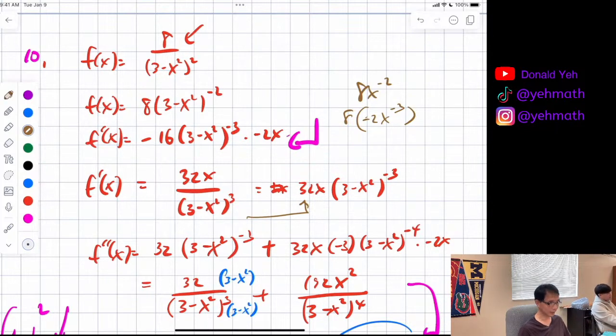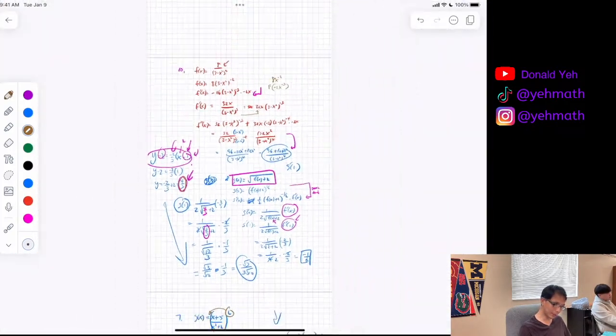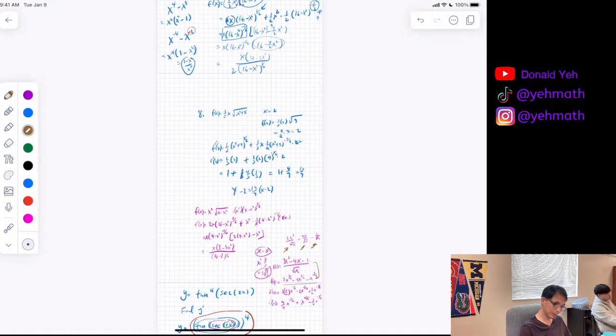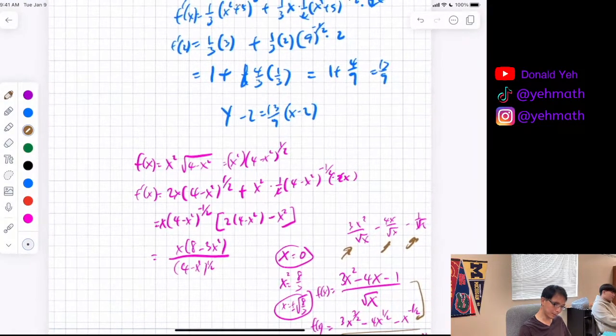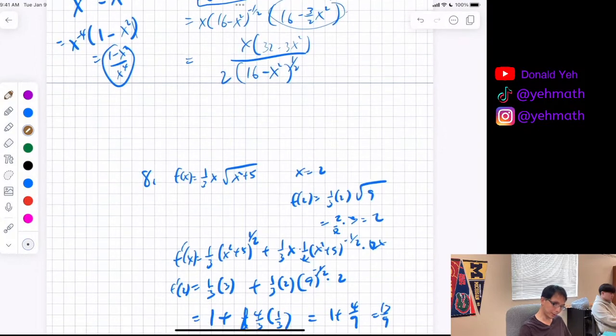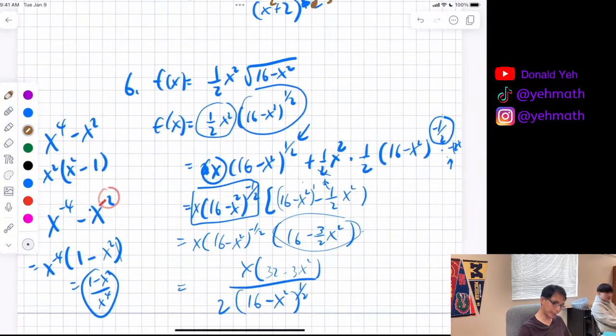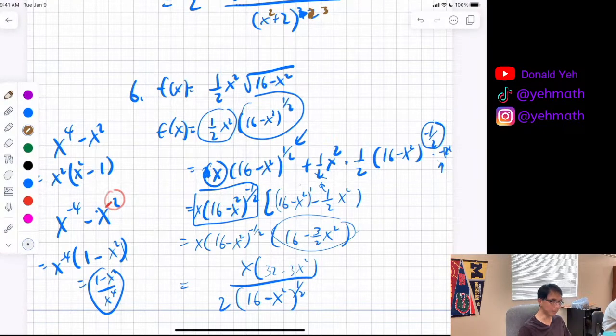Yes, Chase. 6. I think I did 6. Hold on, let me see if I did 6. Which one is 6? This one? Okay, I did 6. On 6 I did product rule, and I factored out the most negative. If I factor out the most negative, this is what's going to happen. And I think Jack still has a question about how to factor out the most negative. Or are you doing okay? I'm figuring it out. Okay.